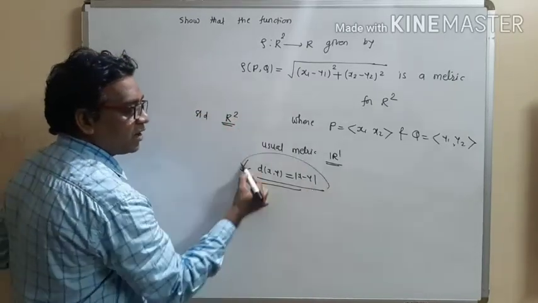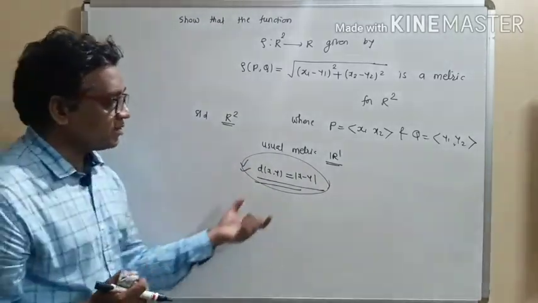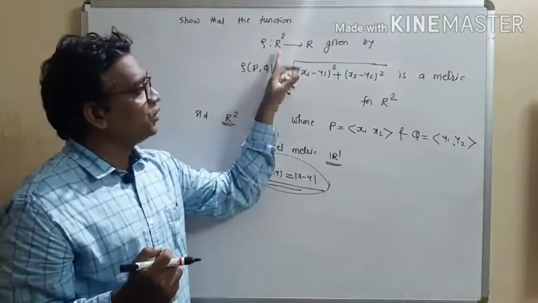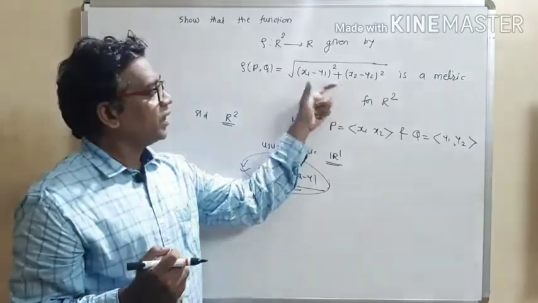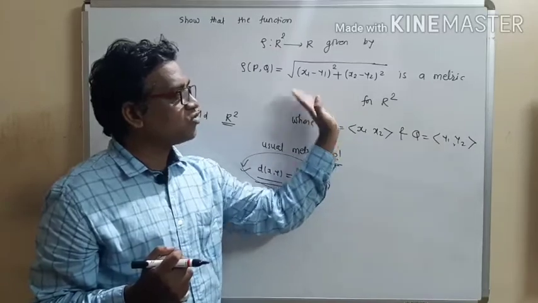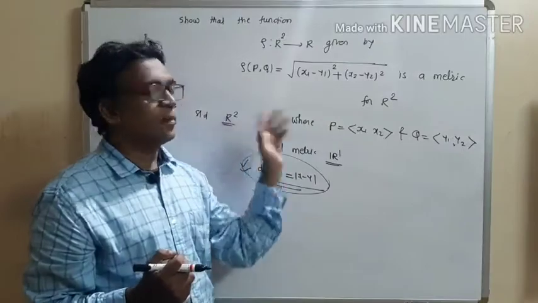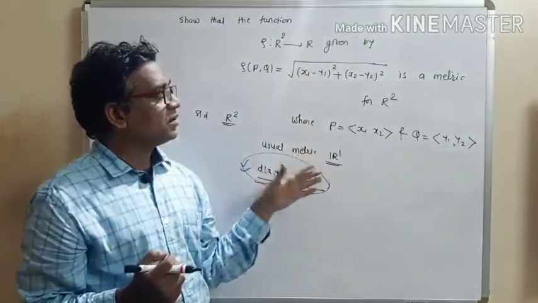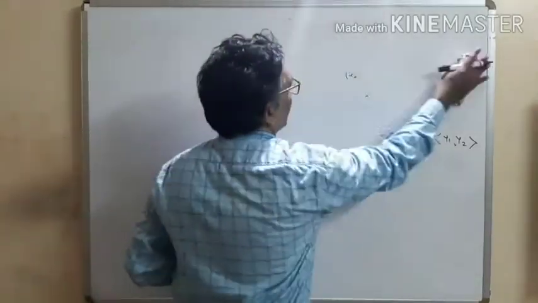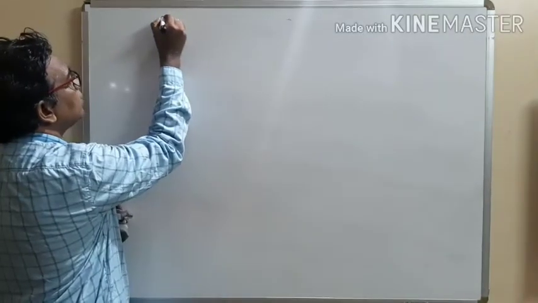This is the standard metric for R1: distance xy is equal to mod x minus y. And what is the standard metric for R2? This is the distance function for R2, given by the formula under root x1 minus y1 bracket square plus x2 minus y2 bracket square. So let us prove that this is a metric space. Again we show the four conditions. So write down the solution.